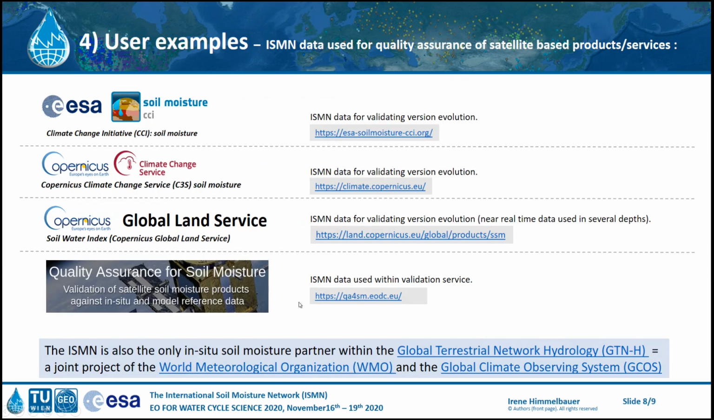For user examples, I want to mention the ESA CCI Soil Moisture, the Copernicus Climate Change Service, and the Copernicus Global Land Service. These 3 products are using ISMN data for validating version evolution. For the quality assurance for soil moisture product, ISMN data is used within this validation service directly.